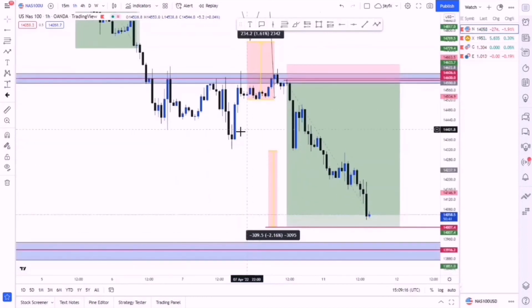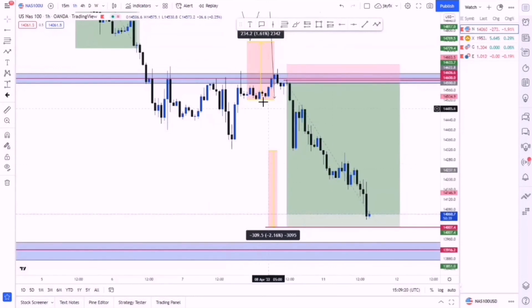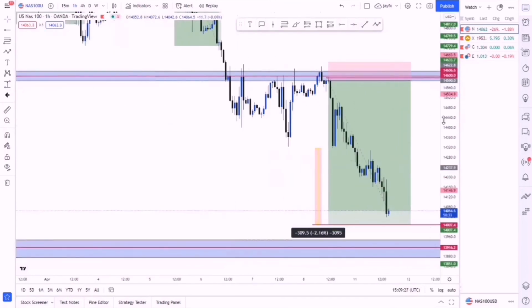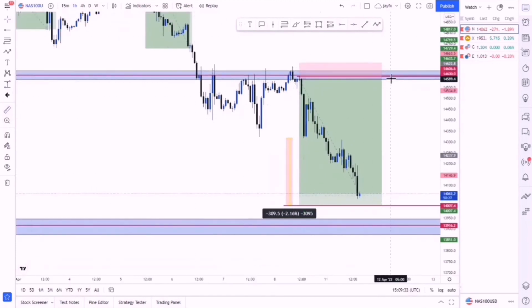So I used that idea to mark out my take profit on this trade. I hope you guys got that. That's basically how I planned out my target on this trade. And as we can see so far, ladies and gentlemen, we are just a few pips away, a few points away, to take profits. I'm still holding the trade.